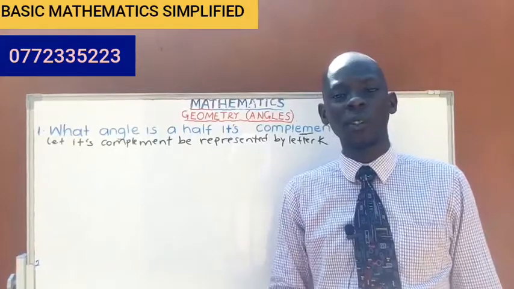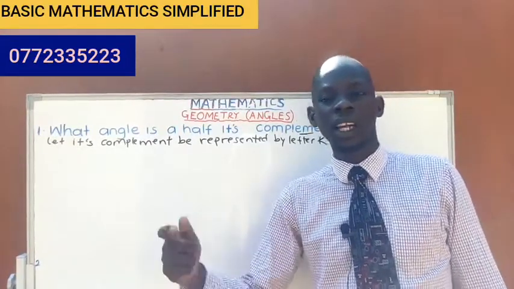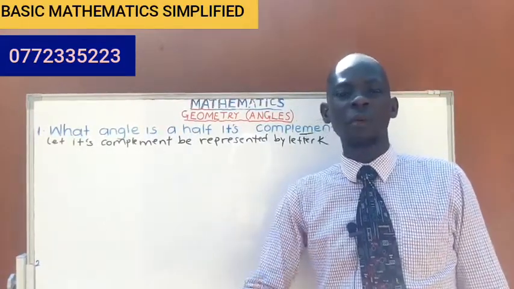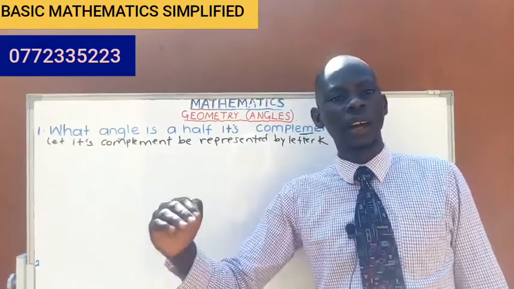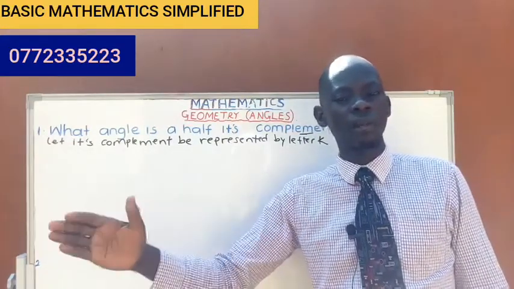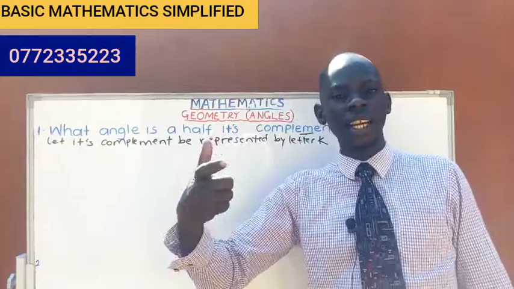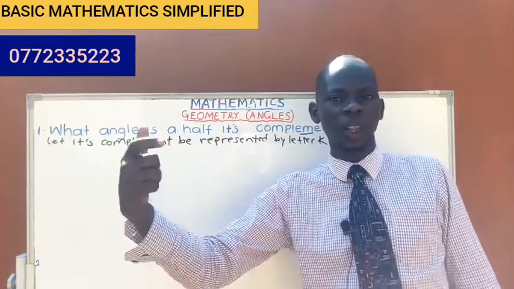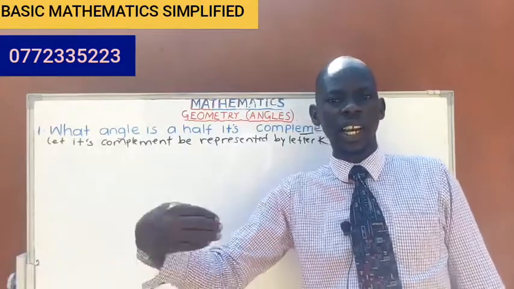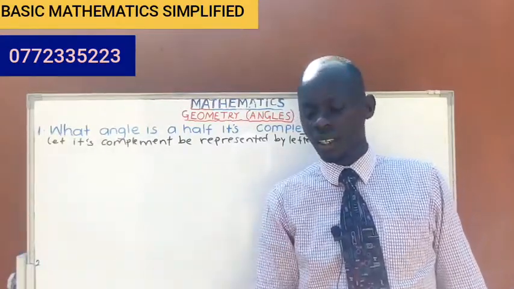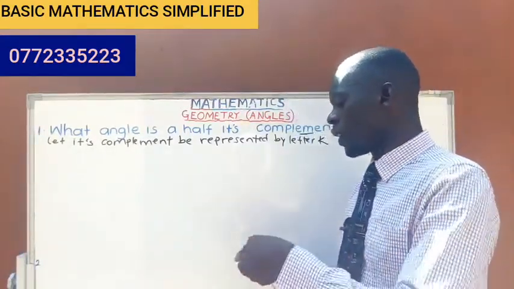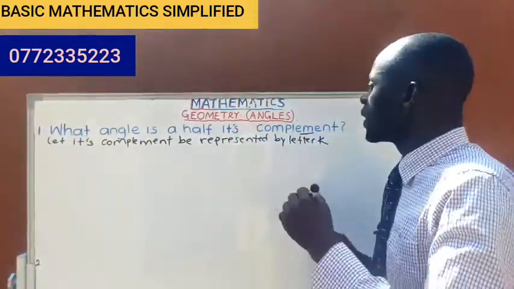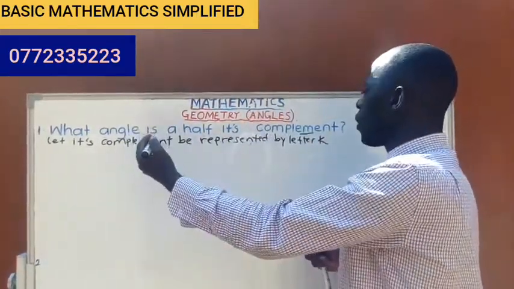I always hear some people say, let the number be K, let the number be Y, let the angle be P. We don't say let the angle be P. We say let the number be represented. It's common in algebra: let the angle be represented. That's what I want us to emphasize. So we are now representing the complement of this angle as K.